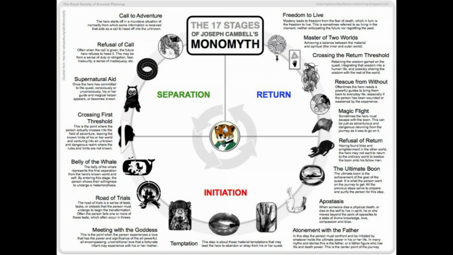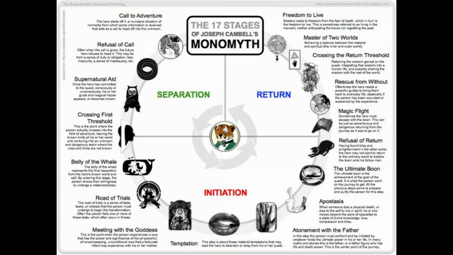There's a meeting with a goddess. Somehow the story holds a meeting with somebody inside, a female. But there's temptations and atonement with the Father. There's the ultimate gain of your goal, apotheosis. They've got apostasis here, but I think it's apotheosis that's supposed to be. The ultimate boon: you've gained what you're looking for, whatever the adventure was. In this case, Luke defeated the Death Star.